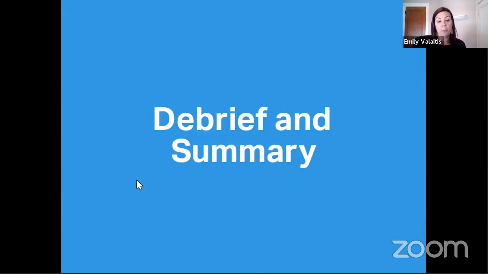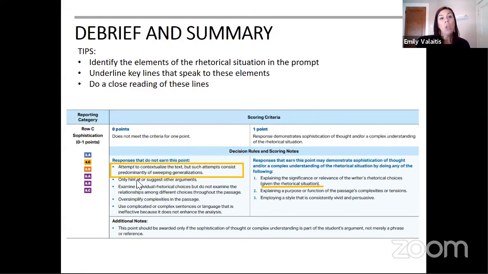So just to do a quick debrief of what we've done and how you can apply it to other prompts that you might see in an AP class or possibly on the AP exam. We first started by identifying elements of the rhetorical situation in the prompt. It gave us a SparkNotes version, a summary of the rhetorical situation. Then we looked for those in the text itself by underlining some key elements that spoke to those elements of the rhetorical situation. Then together, you and I, we did a close reading of those lines with the idea of trying to have a more complex understanding of that rhetorical situation.